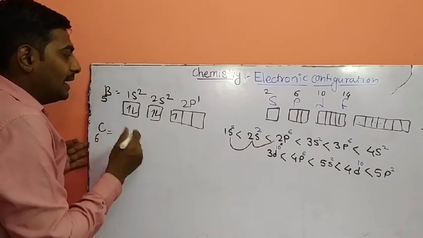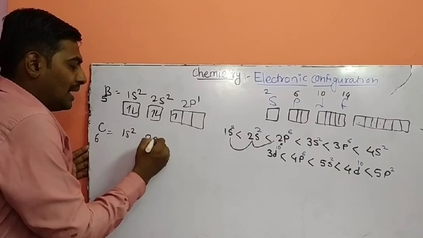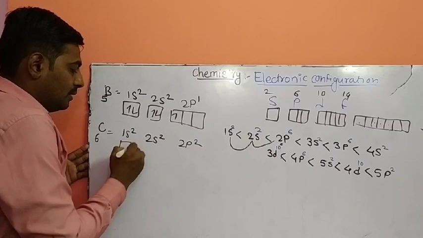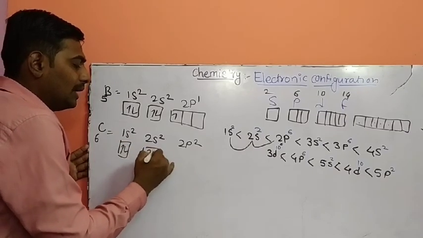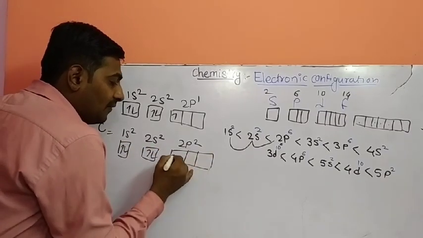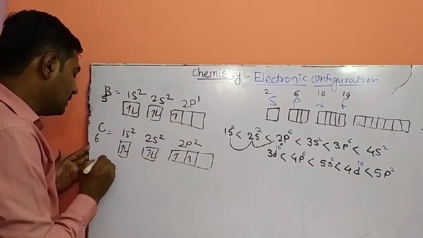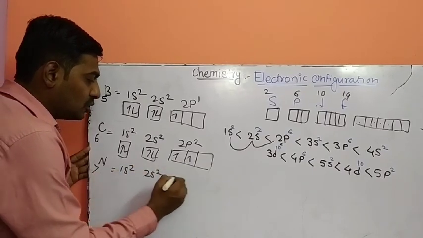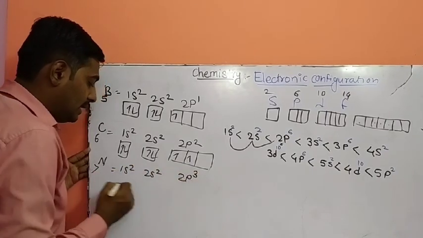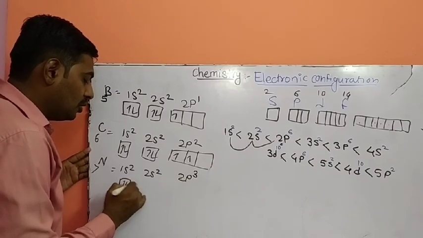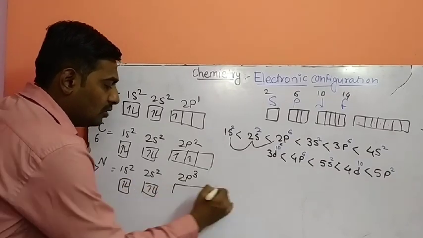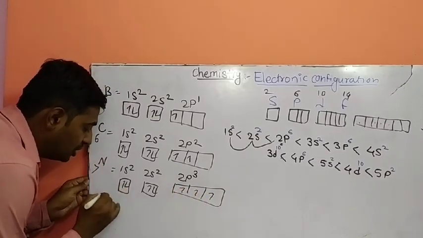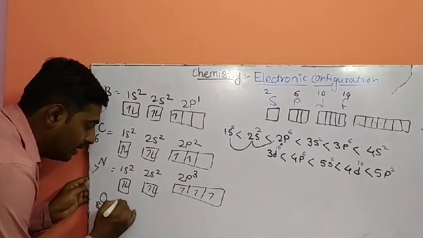Next, carbon, atomic number 6. So how will 6 be there? 1s2, 2s2, 2p2. 2 electrons. And how will the 2 electrons enter? First and second. Next, atomic number 7, nitrogen. 1s2, 2s2, 2p3. How will it be? 1, 2, 1, 2. The 3 electrons will be 1, 2, 3. See, next atom, oxygen. Atomic number 8.